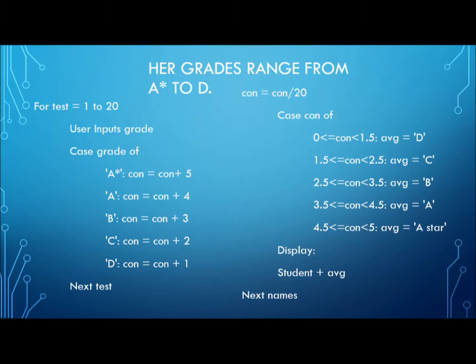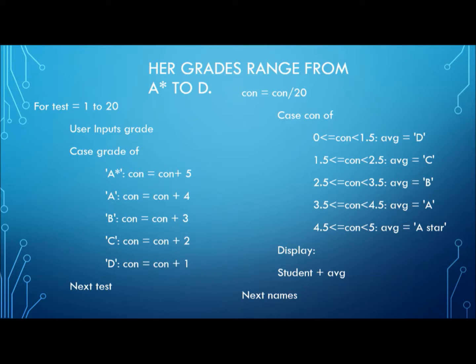So case grade of A star, con is equal to con plus 5. The better the grade, the larger the number. And then it goes to the next test and it loops back and it does this 20 times. As the teacher inputs 20 times, it goes to a certain number. And on the next one you can see that con is equal to con divided by 20, which means whatever number is given is always divided by 20. So you calculate the average of the numbers, and the numbers represent the grade.